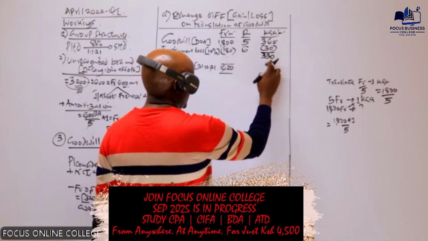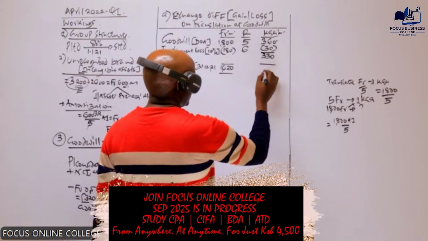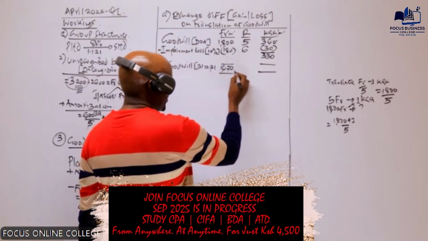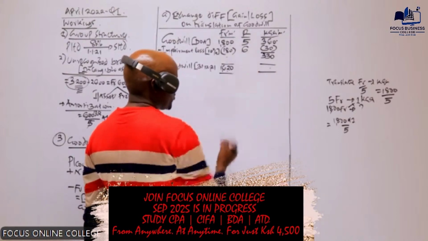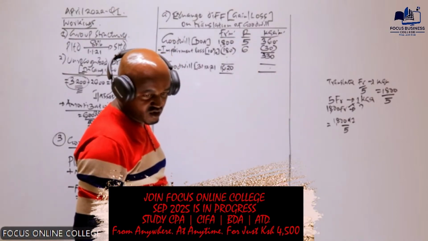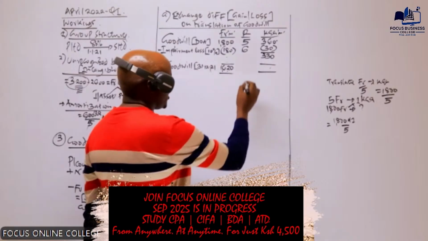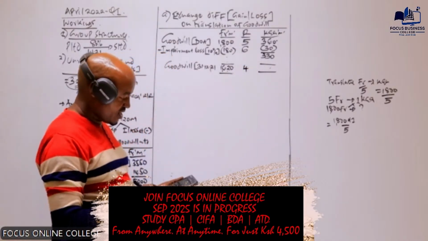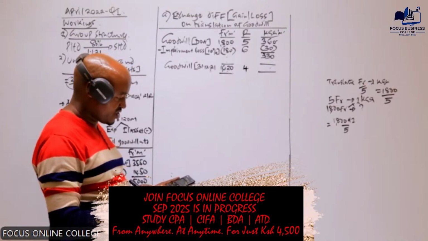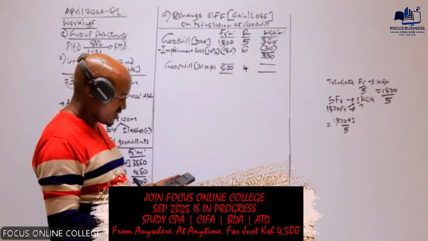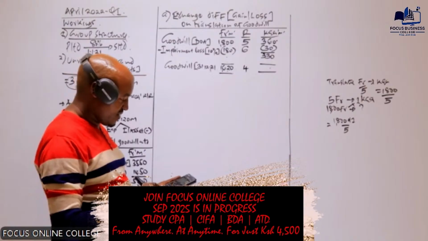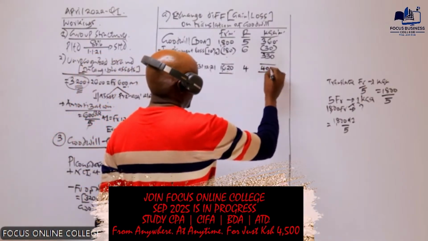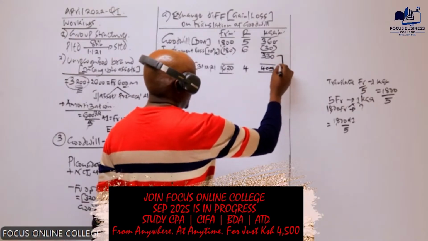Equally, ensure you have a line here. Then we translate this goodwill at the end of the year into Kenyan shillings using the closing exchange rate. The closing exchange rate is 4. So we take this divided by 4, and that now will give us the value for goodwill at the end of the year in Kenyan shillings. Divided by 4, that will give us 405.